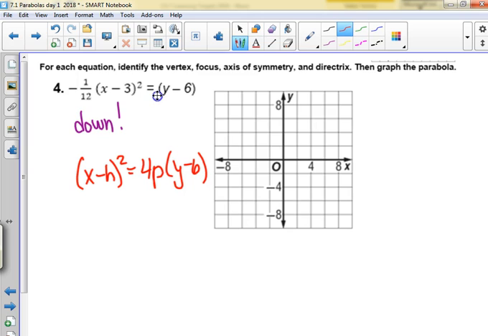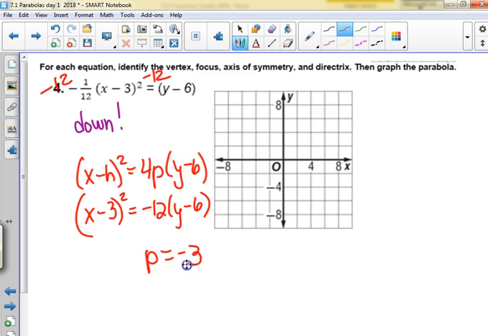Multiply the 12 over to that side, right? The negative 12. If I multiply this side by negative 12, everybody okay? I'll just have 1 there. It means I got to multiply this side by negative 12, so it would look like this. So it does open down, but P is negative 3, so it actually would be really wide, I think. Okay.